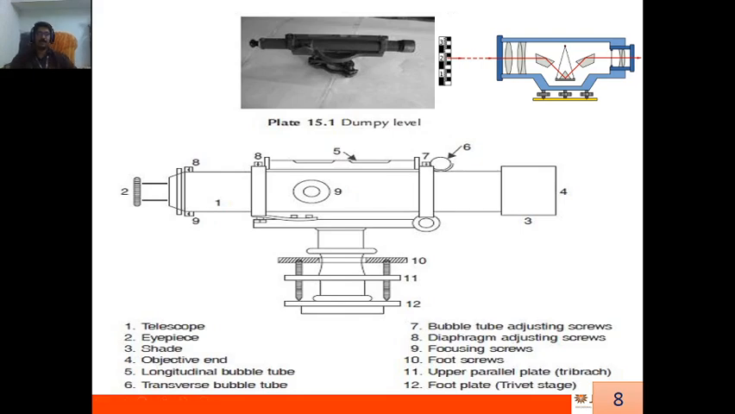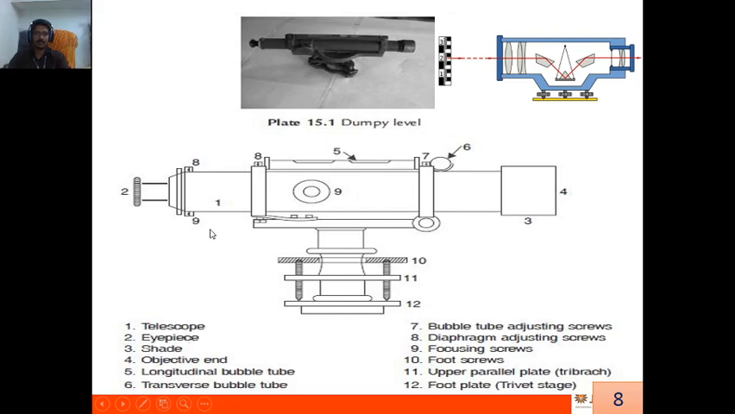Next is the dumpy level. There are various types of level. Predominantly we use the dumpy level. The later version is the automatic level, which we will see later. This is the dumpy level. The bottom figure is the cross section of the dumpy level. The theory question may ask; all the parts are numbered 1, 2, 3 here, and their explanations are given.